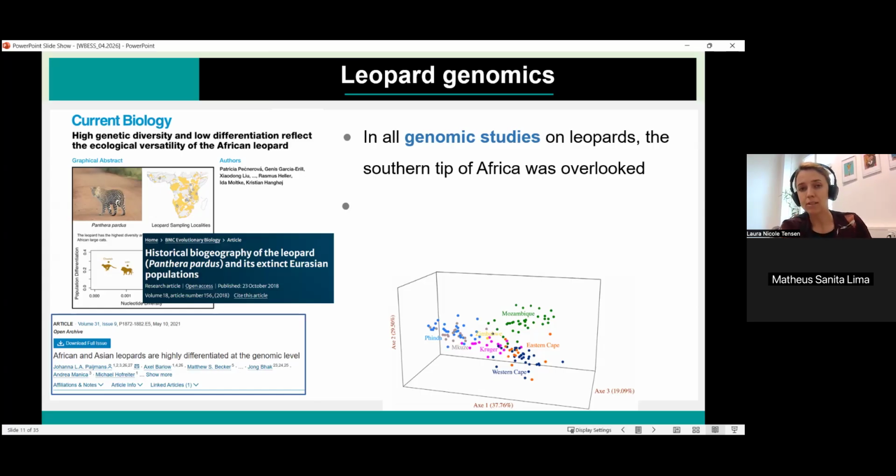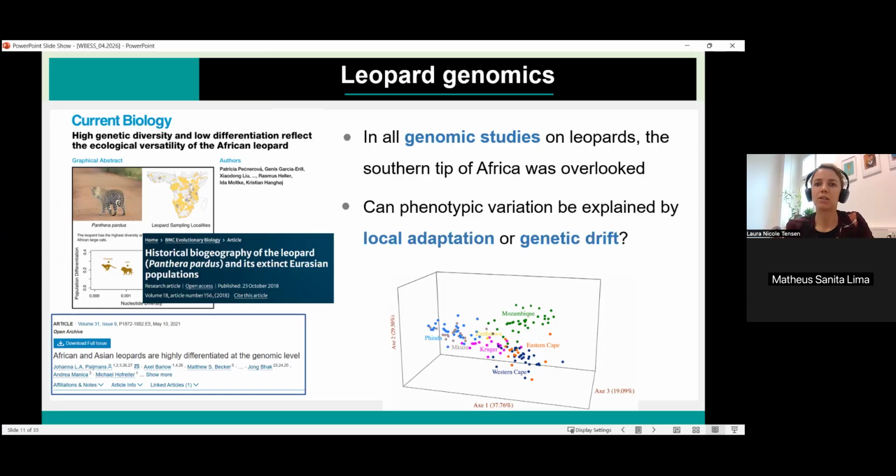There was a microsatellite study done about 10 years ago, by Ropiquet et al. And you can see at the bottom right that 3D PCA plot. From this paper, it didn't seem like the Western or Eastern Cape really stood out. So there was never any reason to believe that this population was genetically unique, but we do know that they are phenotypically unique. So we still wondered, can phenotypic variation in this population be explained by local adaptation, or could it be because of genetic drift in the face of the population bottlenecks?